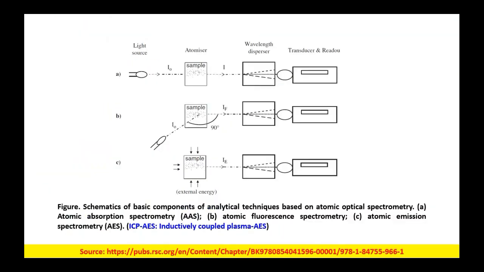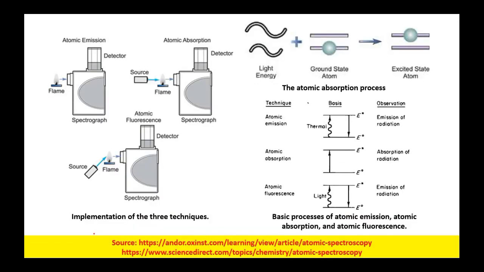Then we had discussed the basic components of the analytical techniques which are based upon atomic optical spectrometry, and we have discussed that there are three types of spectrometric techniques. One is atomic absorption spectrometry, one is atomic fluorescence spectrometry, and the last one is atomic emission spectrometry. So we have discussed the basic principles and the implementation methodologies of the atomic emission, atomic absorption, and atomic fluorescence spectroscopic devices.